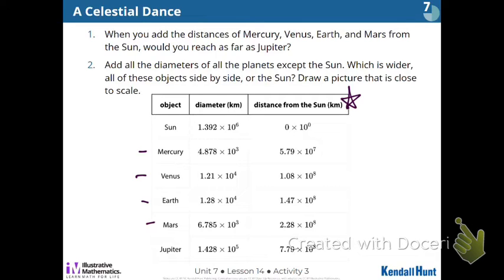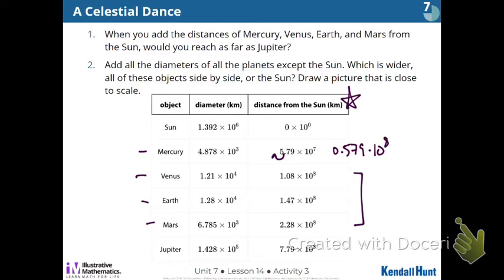What exponent do I want all of them to have for my factors of 10? 5? Huh? I don't want 5. I've got all of these that have 8. So if I have to change a place value, which one should I mess with? I should mess with Mercury. So I know I want it to be times 10 to the 8th. If I have another factor of 10 on the right side, I need one less factor of 10 on the left side. So that'd be 0.579 times 10 to the 8th. Would be the same value.